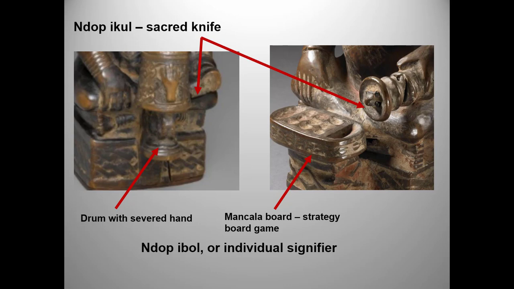So the strategy board game depicted on our attribution work is thought to symbolize the king's cleverness and skill in military strategy. I thought that was cool. The severed hand on a drum in our required work might mean that he's tough on his enemies, and it might mean that he has strength in his head as well as in his hand. What's important to remember is that Ndop statues on the one hand represent all Kuba kings, but on the other hand, each statue also represents an individual Kuba king who is distinguished not by his facial features, which tend to be uniform, but by his personal symbols.